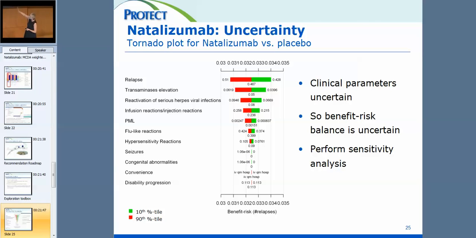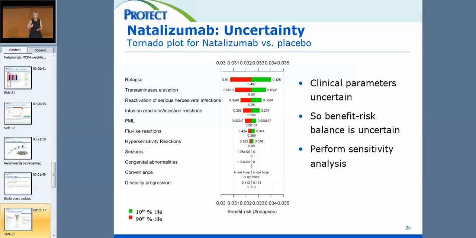This one is looking at sensitivity to the data. If the relapse rates are 20% less in terms of difference or 20% more, that makes the biggest difference, but it's still all positive. Whereas coming down, it really doesn't matter how ropey the data is on the PML and the seizures. In terms of the benefit-risk, it's not going to change your decision.